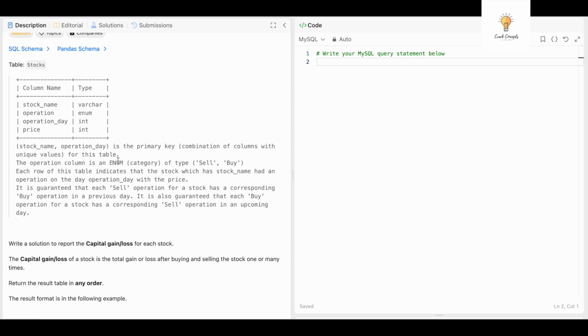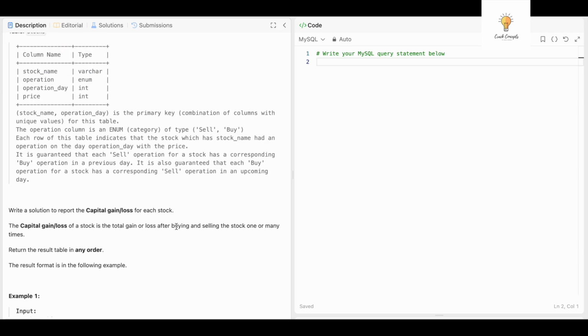The operation column is an enum category of type sell or buy, which means that the operation column can have either of the two values, either sell or buy. Each row of this table indicates that the stock with this stock name had an operation on the operation day with the price. It is guaranteed that each sell operation for a stock has a corresponding buy operation in a previous day. It is also guaranteed that each buy operation for a stock has a corresponding sell operation in an upcoming day.